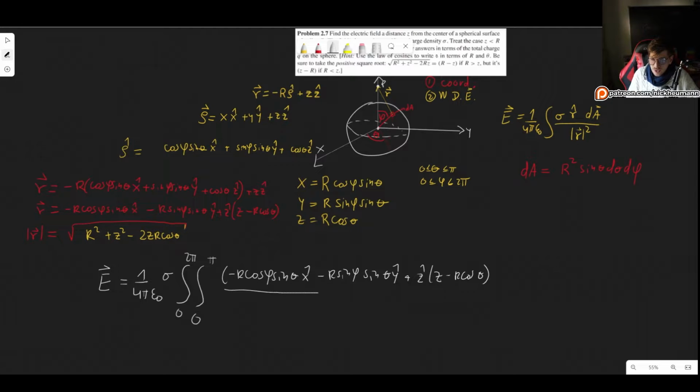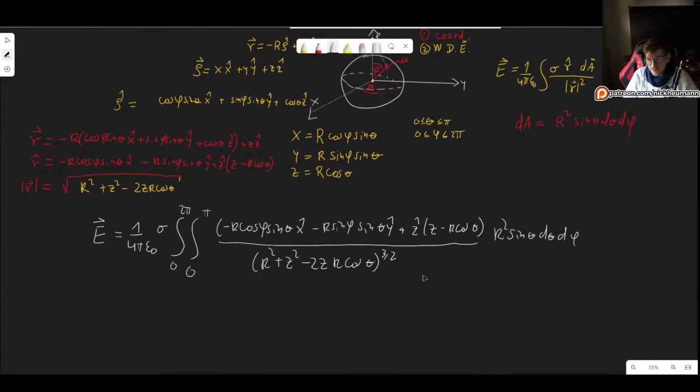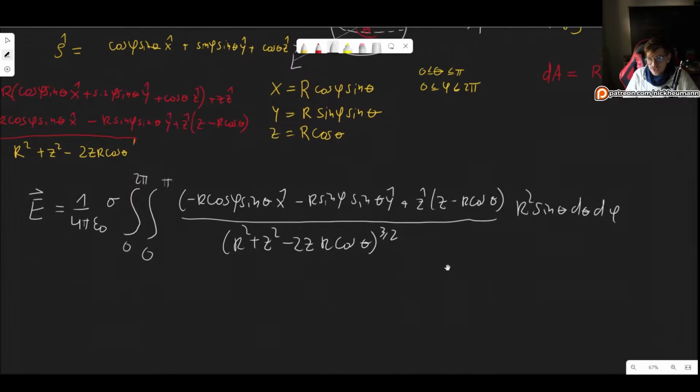And all of this we need now to divide by the modulus cubed. So we get r squared plus z squared minus 2zr cosine theta to the 3/2 power. And we still need the dA, which is going to be r squared sine of theta d theta d phi.